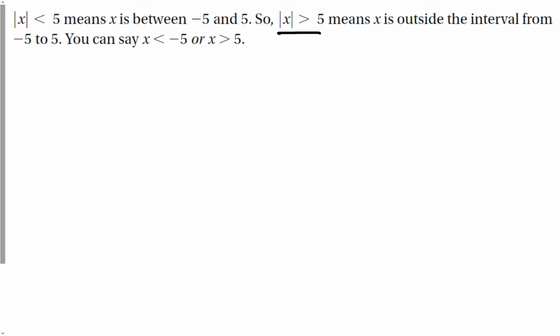All right, so if the less than was an "and" inequality, then the greater than is an "or" inequality. It's going to be outside the interval of -5 to 5. Okay, so we can say "or." And if you say it really slowly again, "greater than," so there's an "or" in there, kind of. A little bit easier to see greater than as an "or" than a less than as an "and."